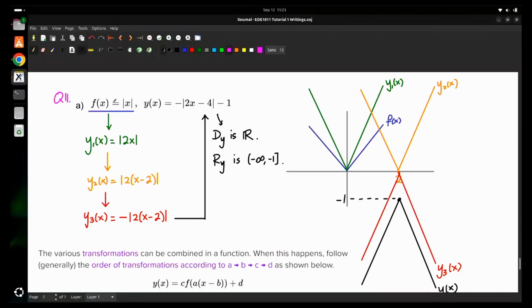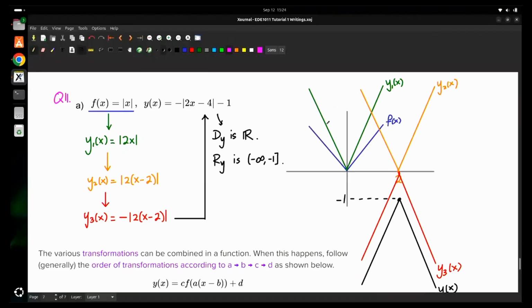So therefore, you start from modulus x. You're trying to get this y of x. So you just do it step by step. You want to get mod 2x minus 4. There's a 2 here, so obviously from mod x, you try to get mod 2x first. This is the first step, mod 2x. But mod x is just this blue V shape. So therefore, y1 is mod 2x.